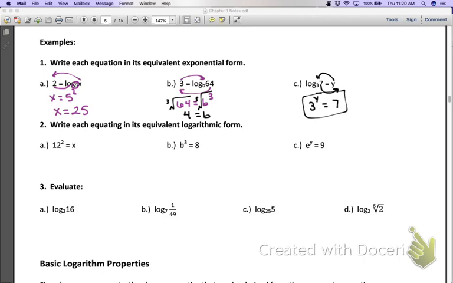Same way, going back the other direction, here is my base. So again, I'm going to write log base 12. I'm going to send the 2 over to the other side, the x over, so it's going to be log base 12 of x equals 2. Same way, there's my base, so log base b, 8's coming to the other side, and there is 3.